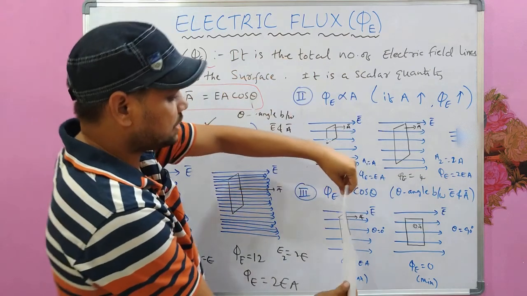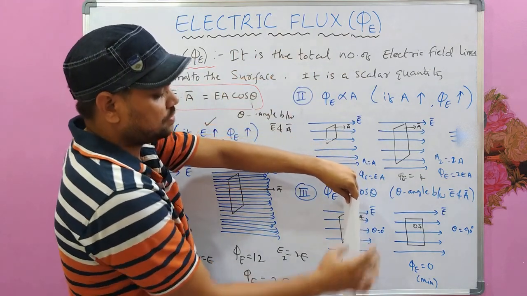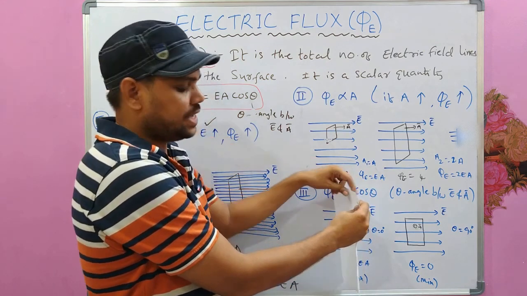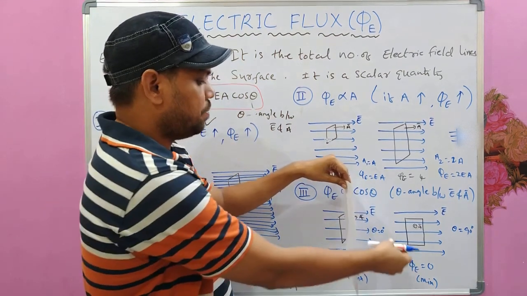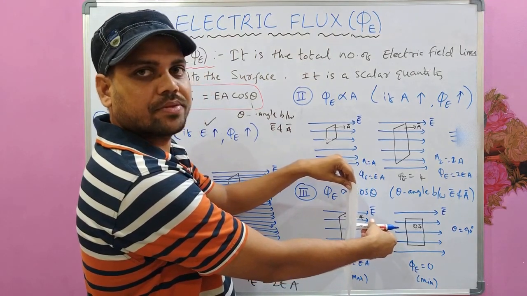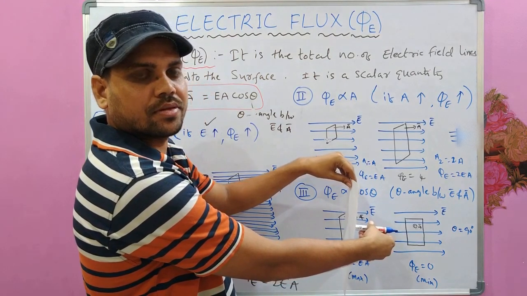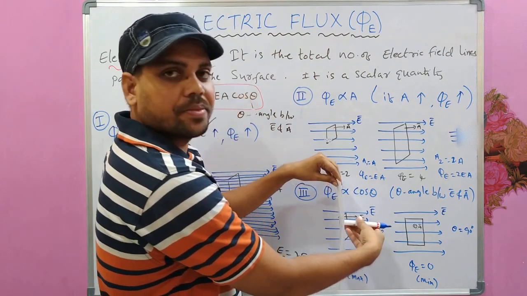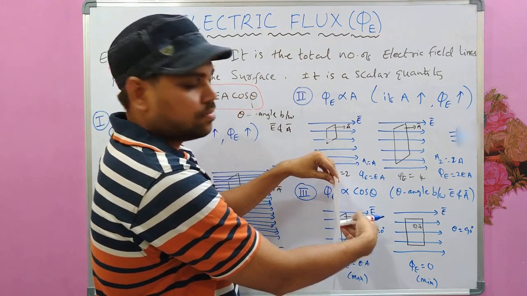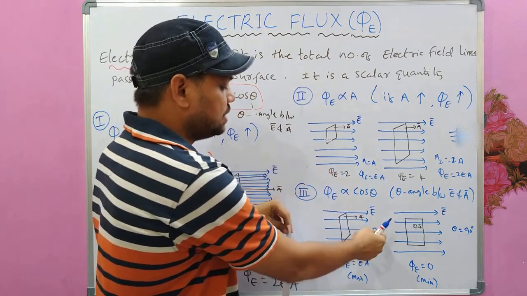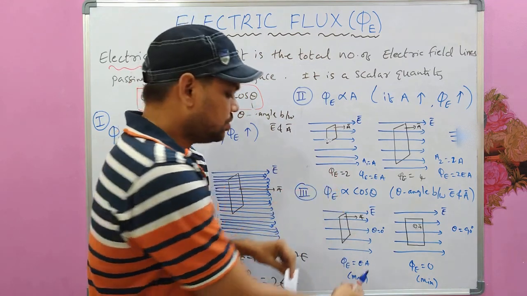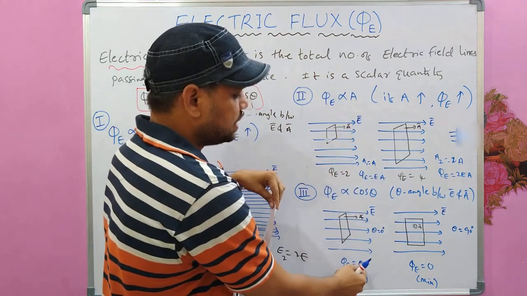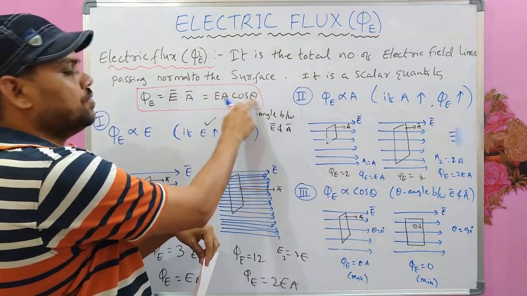For example, I placed the surface in this way. What is the area vector direction? Perpendicular to this. Okay? And the electric field direction is also in this way. Both are in the same direction. So, theta is 0. So, the flux linked to this area is maximum, that is EA. EA cos theta, theta is 0, so EA.